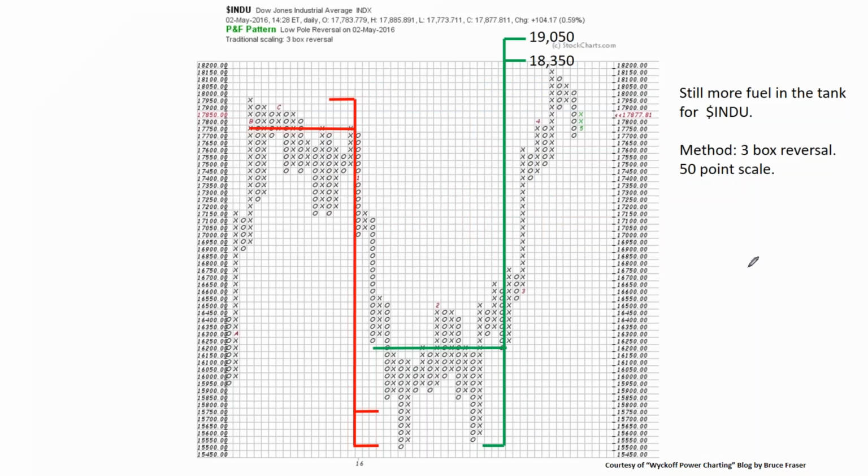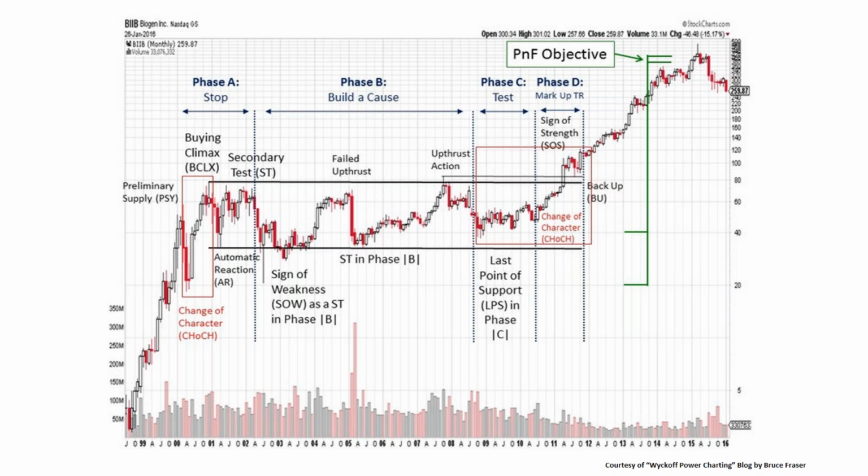Excuse me, Bruce, we have one question concerning the previous slide. Where do you see the change of character in phase C and D versus the last uptrend which led to the upthrust in phase B?